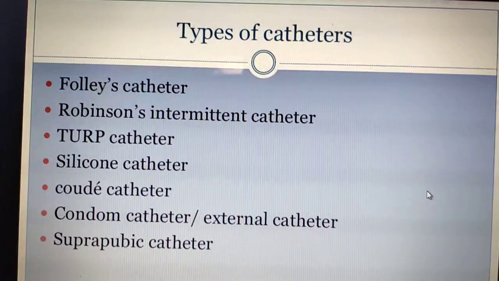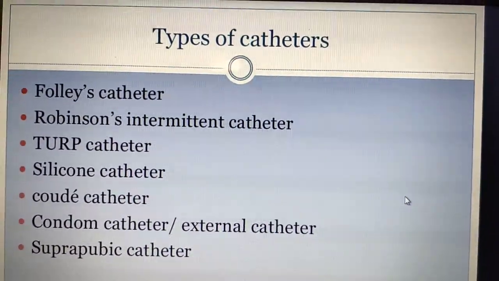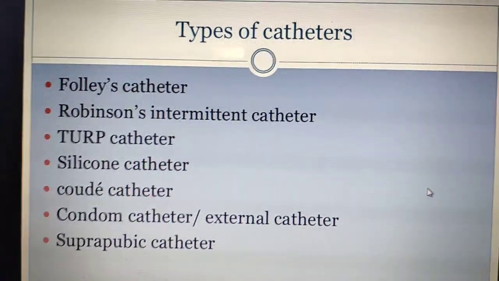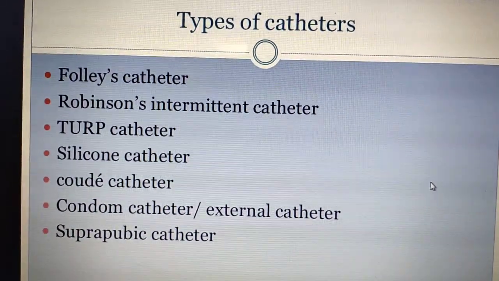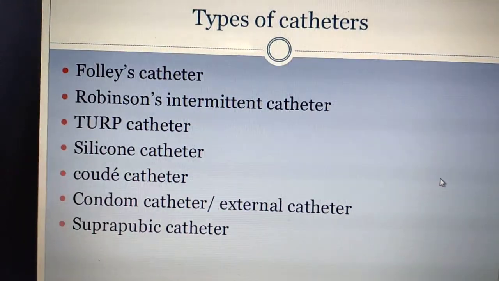Most hospitals are using this Foley's catheter. Then, depending upon the patient's condition, we'll use so many types of catheter.